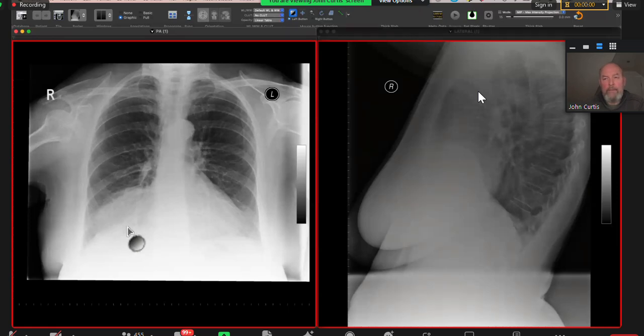So this is likely an anterior mediastinal mass, and I would like to confirm it on the lateral view as well. Show me where it is on the lateral. I think it's this one. Yeah, well done. What would you do to confirm its presence and the diagnosis? I would go for a CT chest to confirm my findings.